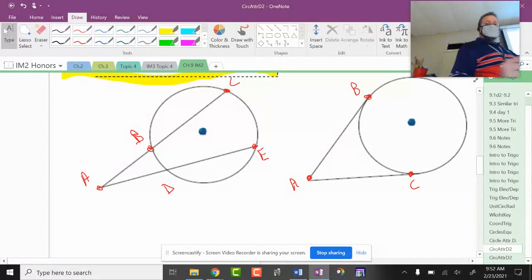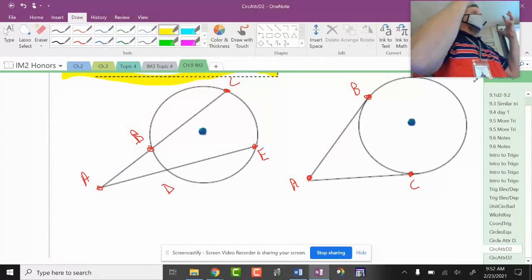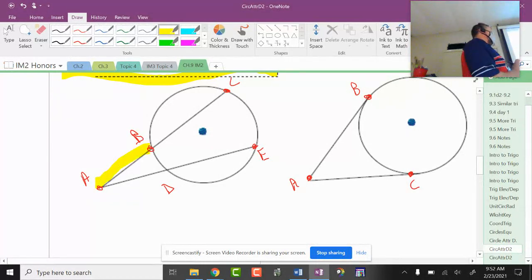Okay. So here's outside. And if you have a highlighter, go ahead and mark this up later. This will really resonate with you. Here's the outside of that secant line. It's AB.